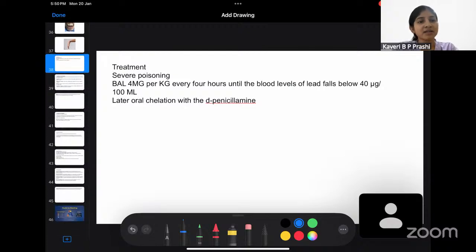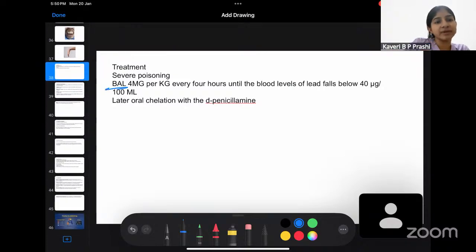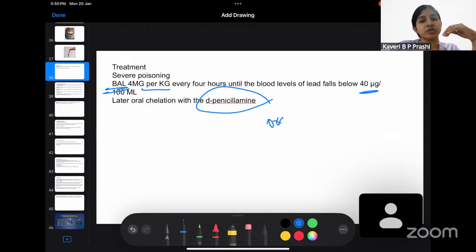What is the treatment? You can give BAL, British anti-lewisite. How much? 4 mg per kg can be given every 4 hours until the blood level of lead falls below 40 microgram per 100 ml. Later, you can give D-penicillamine by the oral route. So, 2 things. What are those? BAL IV, followed by D-penicillamine orally.